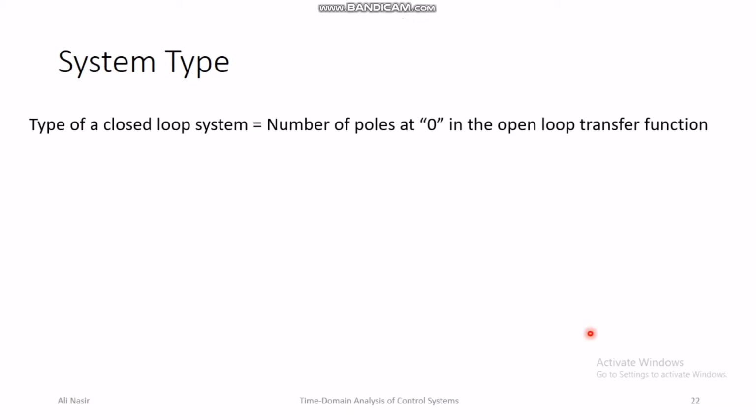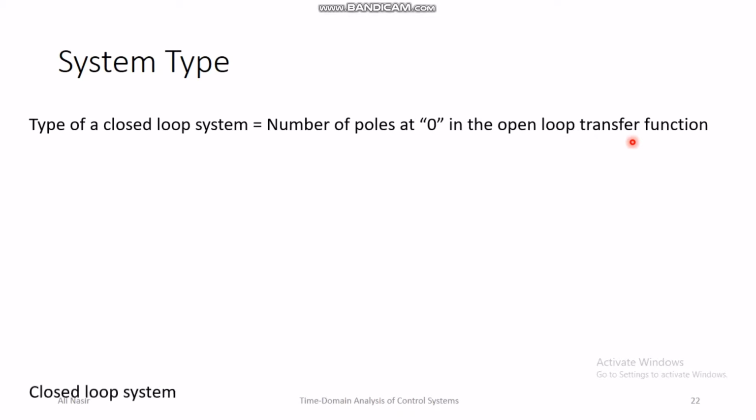The type of a closed loop system is equal to the number of poles at 0, or the origin, in the open loop transfer function. So the type of a closed loop system is determined from the transfer function of the open loop system. This is a very, very important point. Never forget that. The type of a closed loop system, C(s)G(s) over 1 plus C(s)G(s), is determined by the poles of the open loop system, which is C(s)G(s).